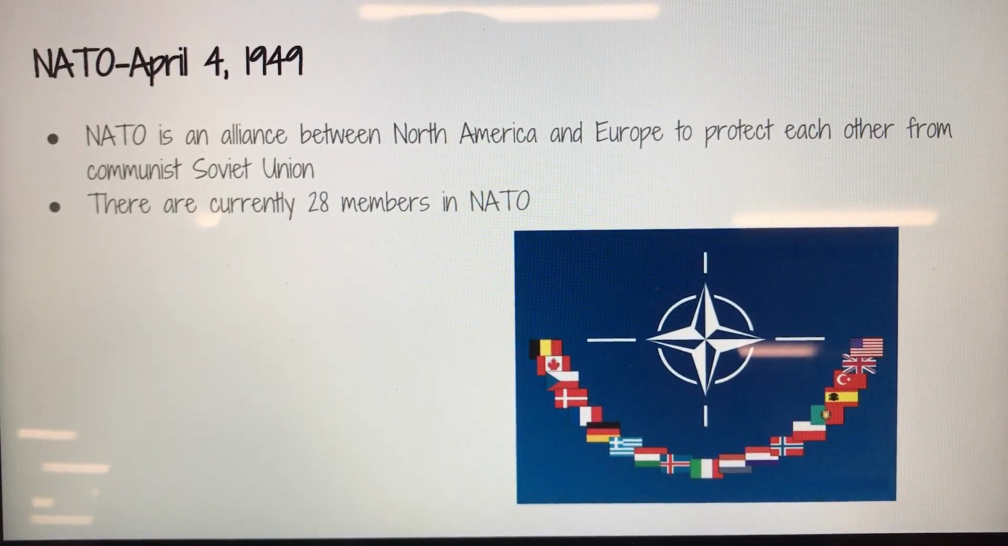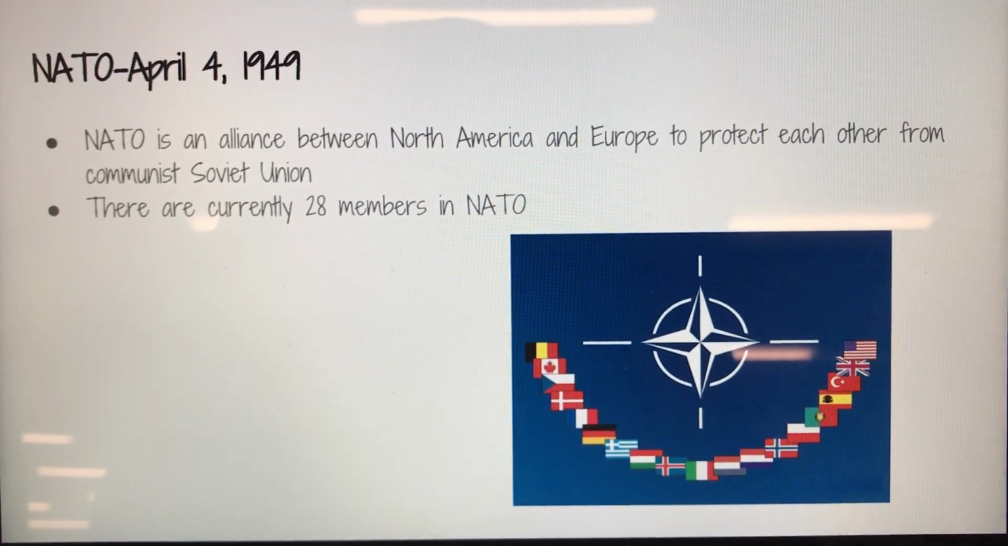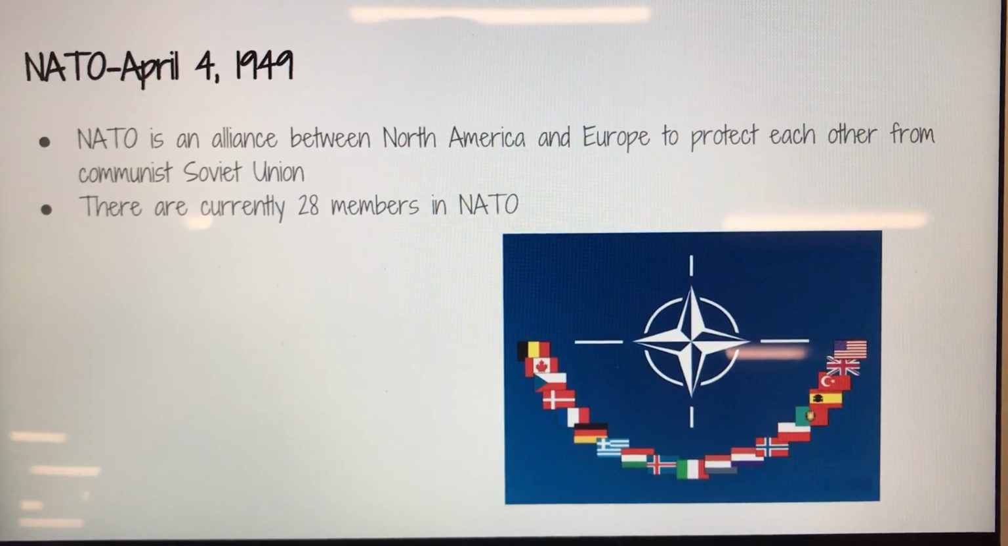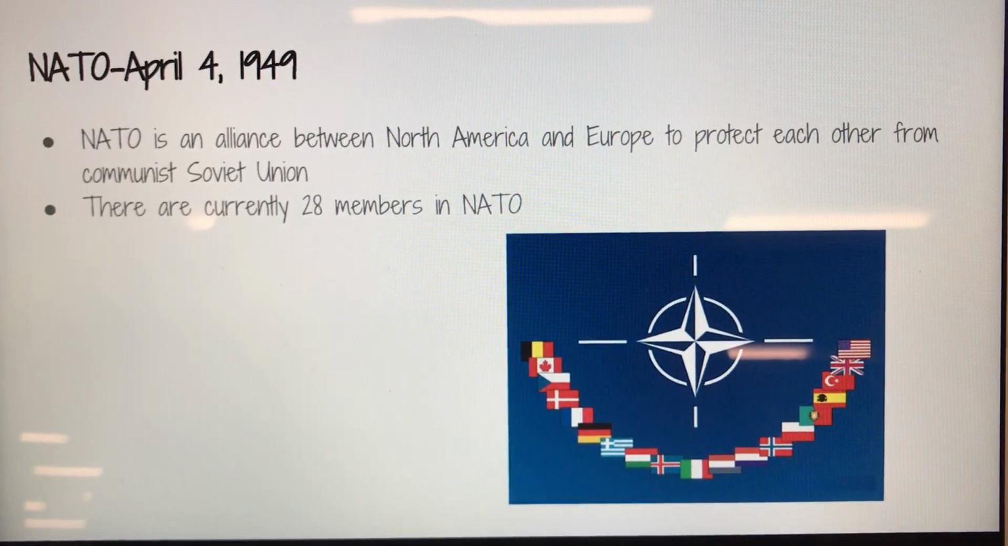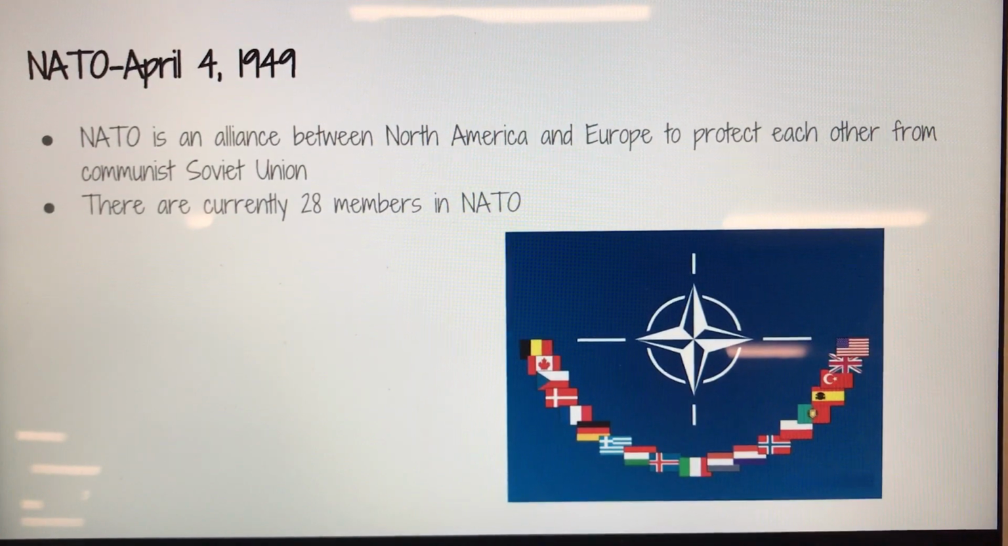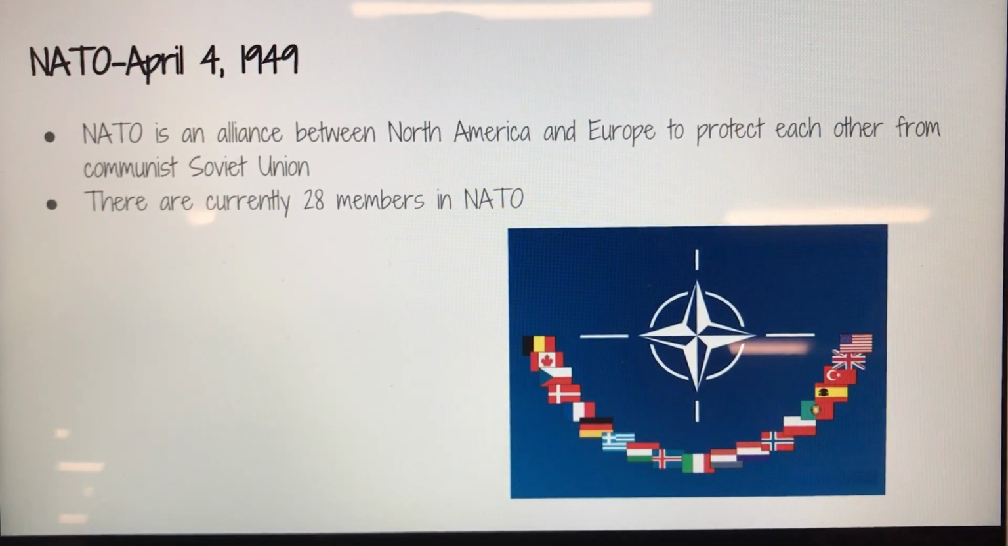NATO, April 4th, 1949. NATO is an alliance between North America and Europe to protect each other from the communist Soviet Union. There are currently 28 members in NATO.